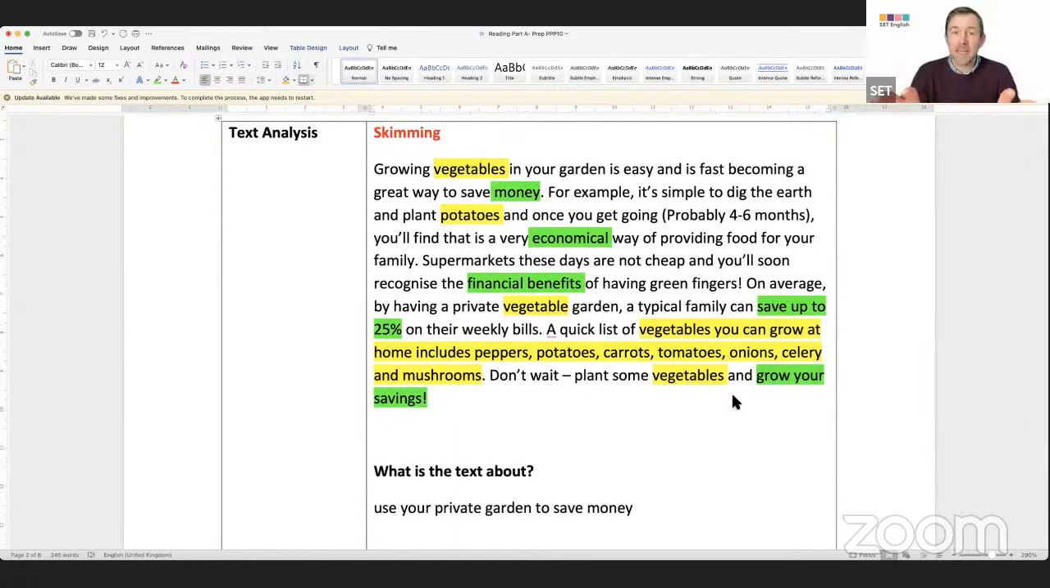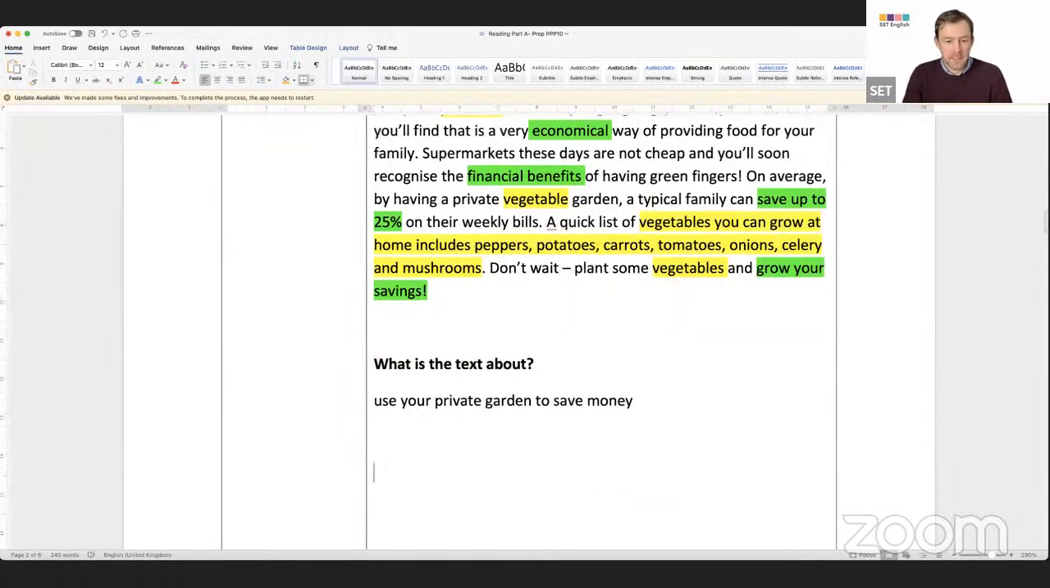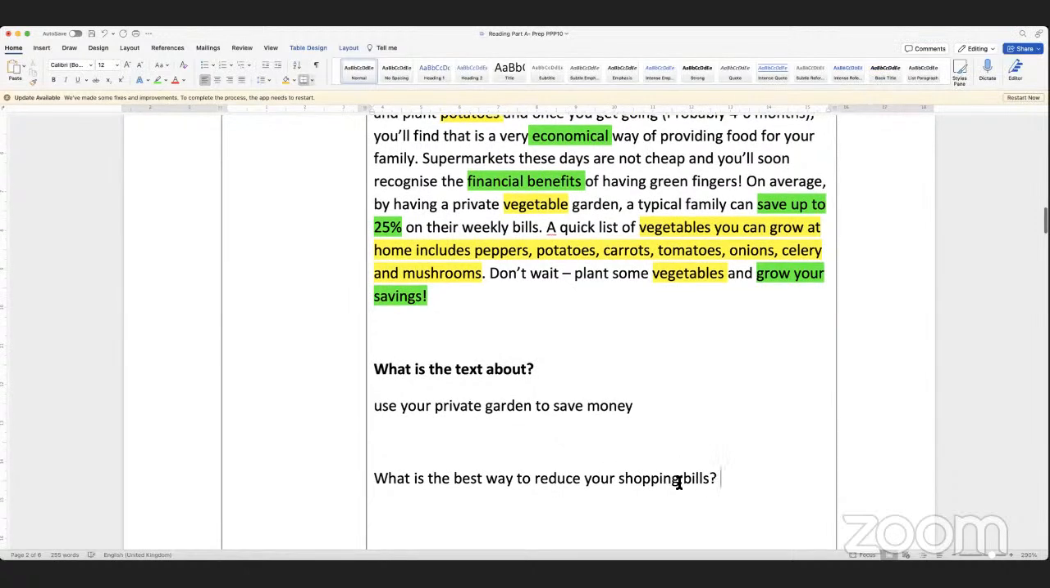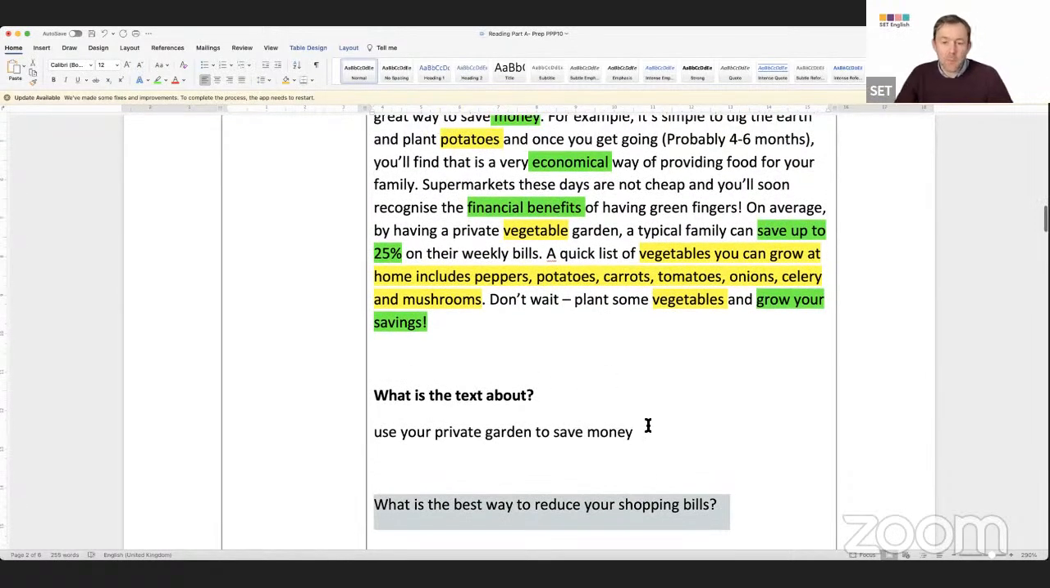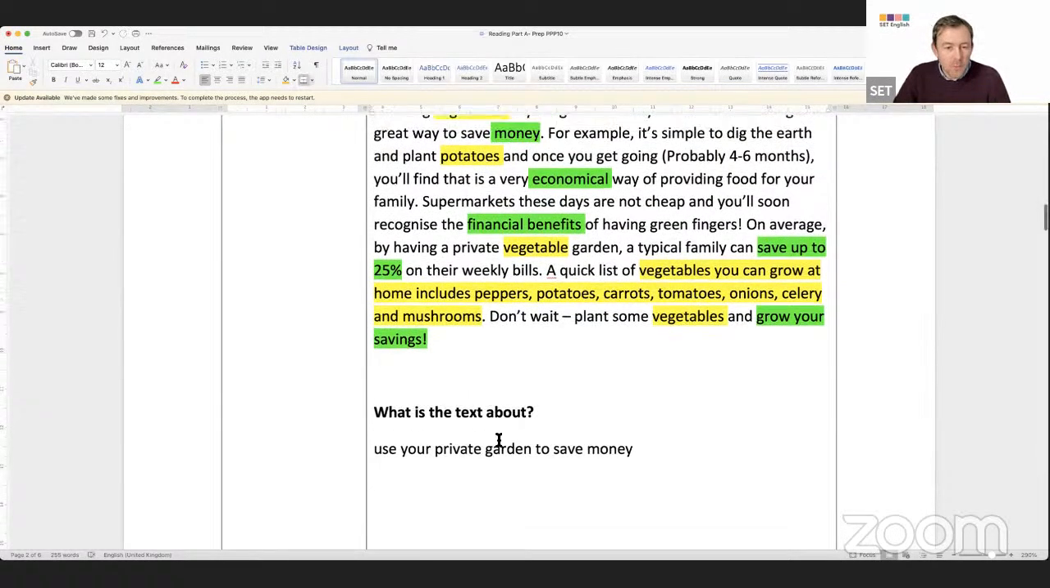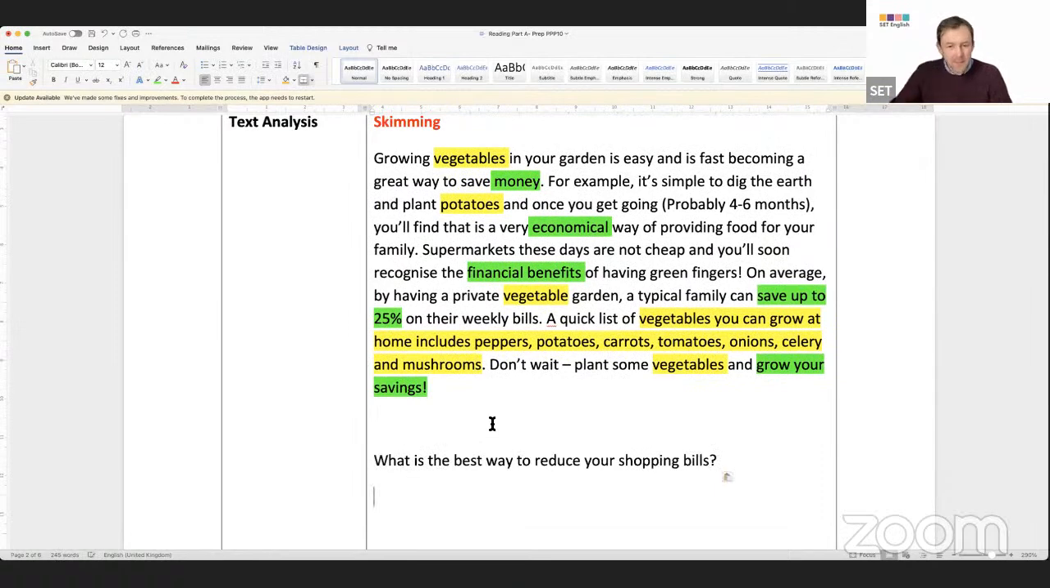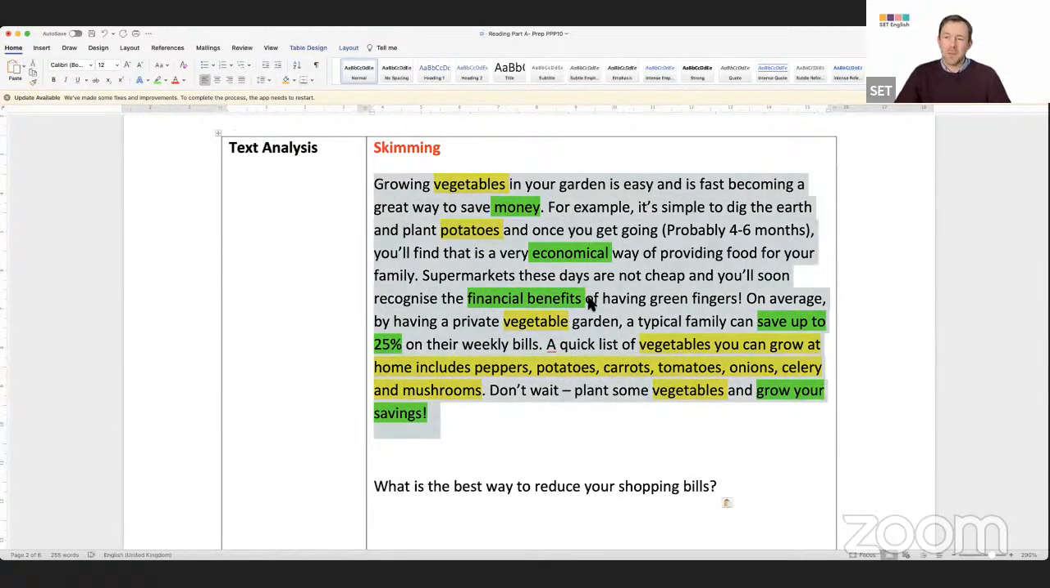Really, if I skim that text and I come away from it thinking it's about vegetables, then if there's a question like this: what is the best way to reduce your shopping bills? To use your private garden. Wait a second, guys. If you go away from this text thinking it's about growing vegetables, then you're not thinking about reducing. It could be weekly costs.